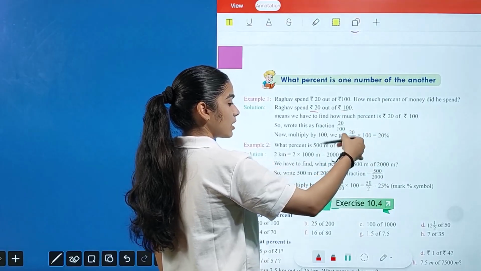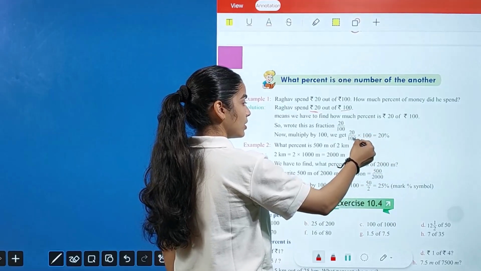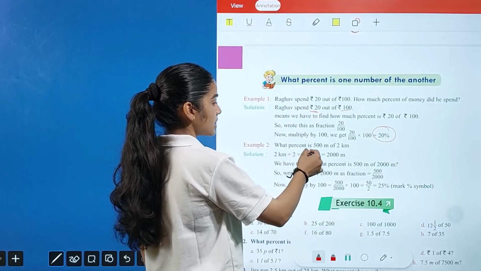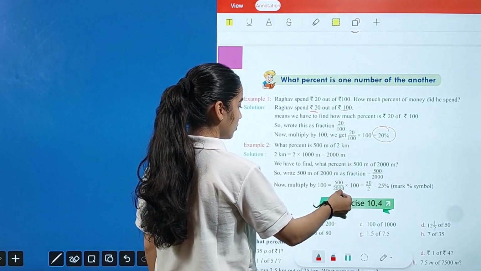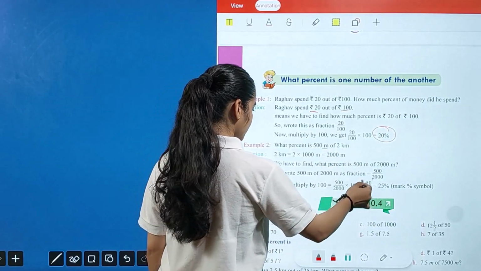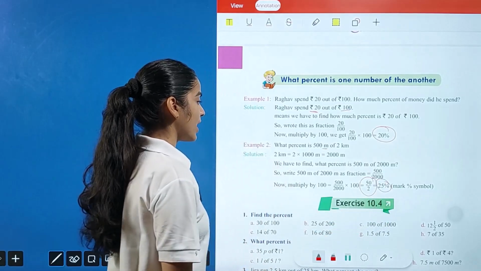Now we have to convert this fraction into percentage. So 20 upon 100 multiplied by 100, 20%. Now what percent is 500 meters of 2 kilometers? So 500 upon 2000, change it into meters and meters, then 50 upon 2, and the final answer is 25%.